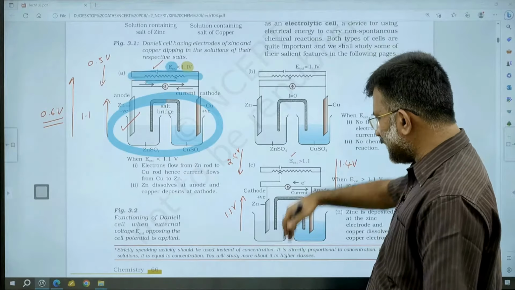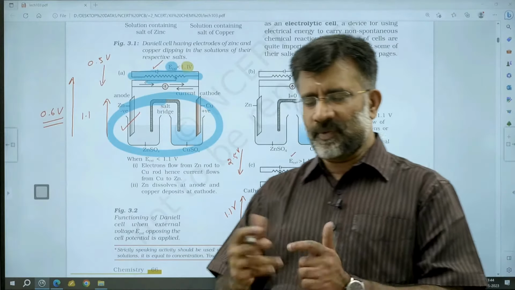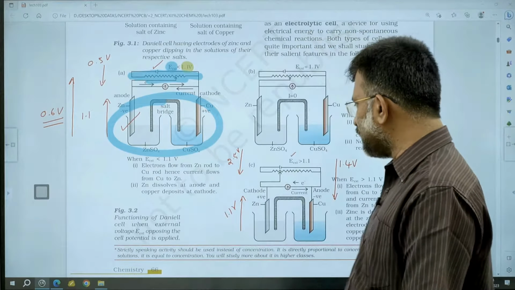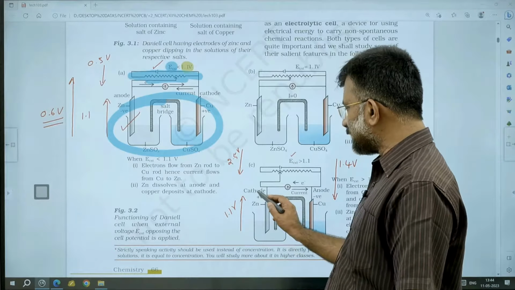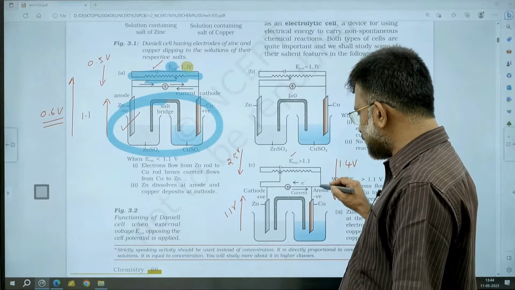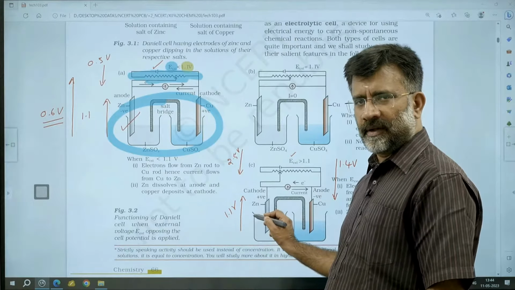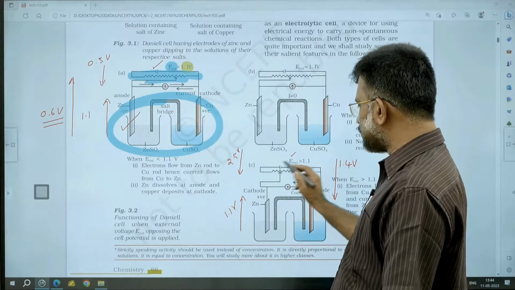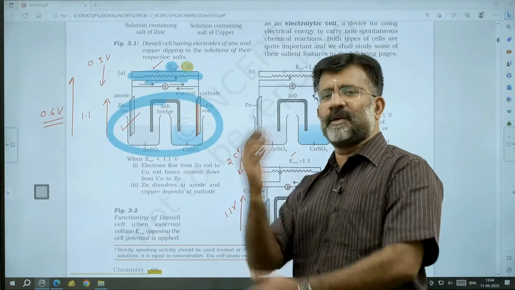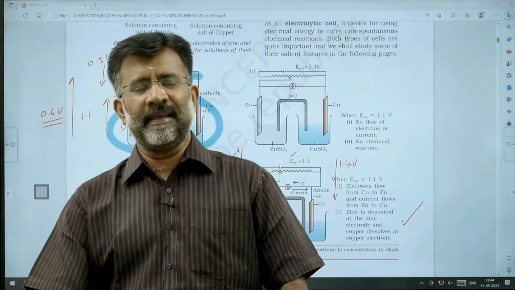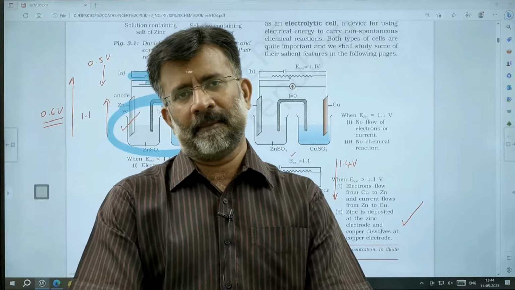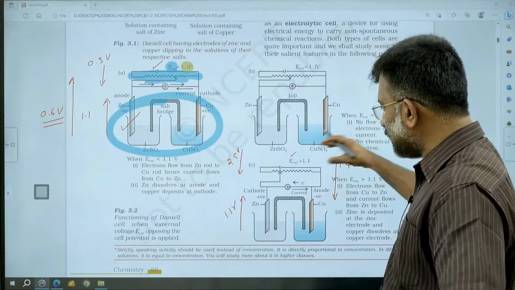That means the cell is getting energy, so it will work as an electrolytic cell. Everything will reverse. Now this is acting as a cathode and this is acting as an anode. There will be oxidation here and reduction here. The flow of electrons will be from this to this, and the conventional flow of current will be from this to this. Everything reverses. Now it acts as an electrolytic cell, just opposite, because now energy is given to the system.